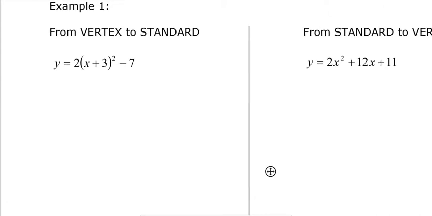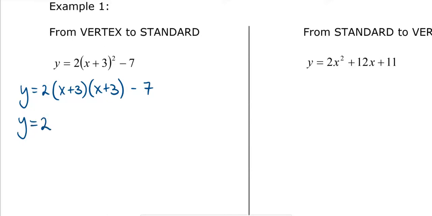It's just expanding. So here I have y equals 2 times x plus 3 squared minus 7. So the way we expand this is by writing the x plus 3 squared, expanding that as x plus 3 times x plus 3, and then minus 7. Then we expand the x plus 3 times x plus 3. So we leave the 2 out for now. Here we have x times x, which is x squared. Then 3x and 3x make 6x, so plus 6x. And then 3 times 3 is 9, so plus 9. And then we have a minus 7 outside.